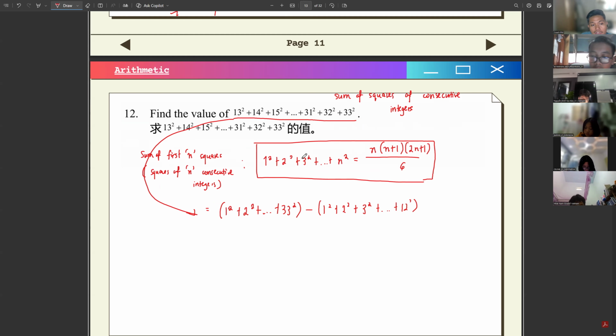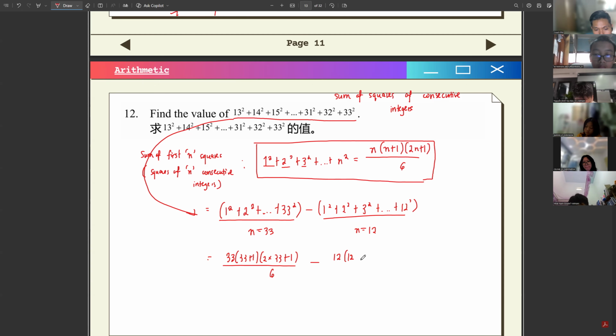Because this is just applicable when you're starting from 1 squared, 2 squared, and so on. So our technique is to just subtract the unwanted squares. So take note, n is equal to 33 for our formula, and this is n equal to 12. So we can do the formula simultaneously. Our n is 33, so that's 33 times 33 plus 1 times 2 times 33 plus 1, all over 6, minus 12 times 12 plus 1 times 2 times 12 plus 1, all over 6.